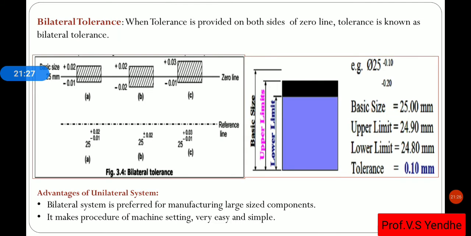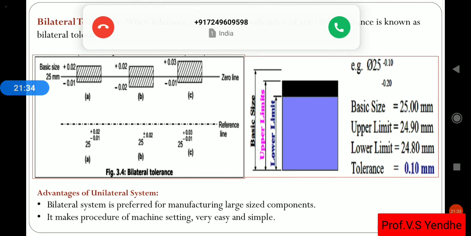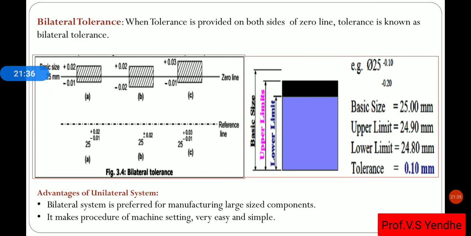आणि पुढचा जो टाईप आहे दॅट इज द बाय लॅटरल टॉलरन्स. Bi means two. So as we know that when the tolerance is provided on both the sides of zero line, such a type of tolerance is known as the bilateral tolerance.